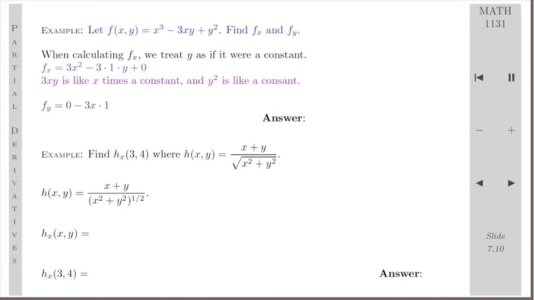In the last term, I have plus y squared. I have just y, so I differentiate as usual. Derivative of y squared with respect to y is 2y. So the partial with respect to y is minus 3x plus 2y.